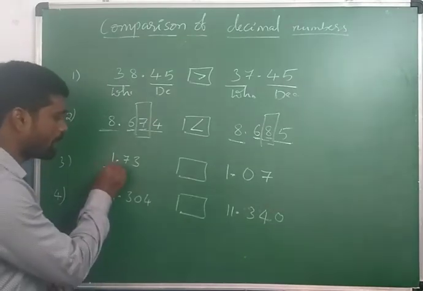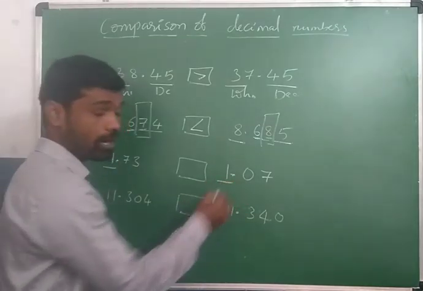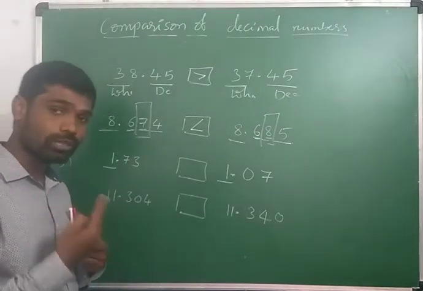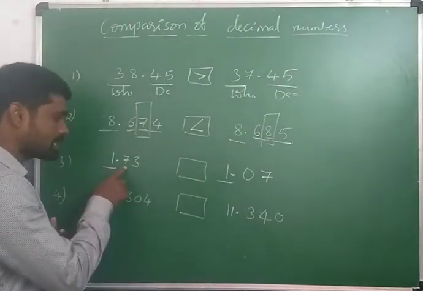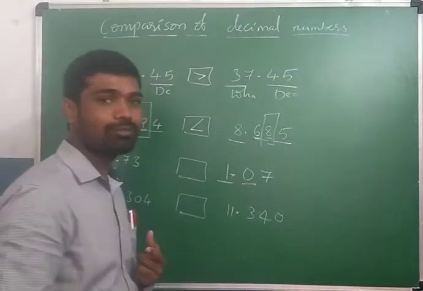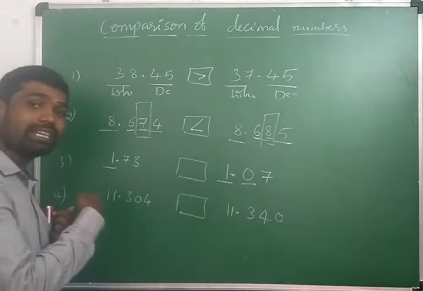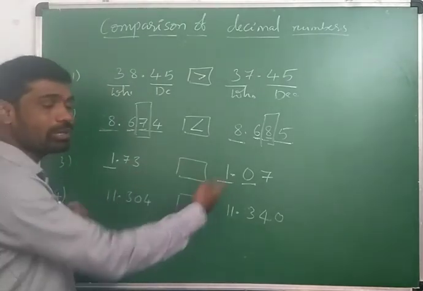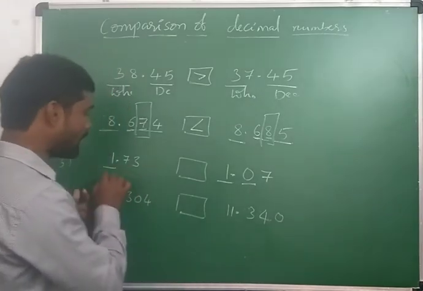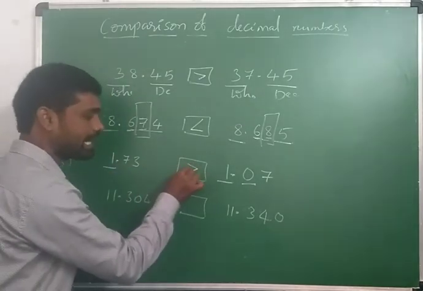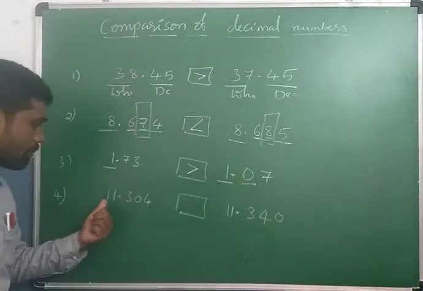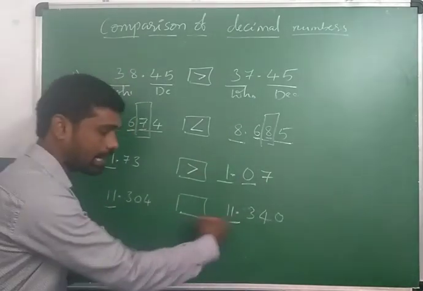Now coming to the third one. Here the whole part is 1, and here also the whole part is 1. So both are equal, and here we cannot justify. Let us go to the decimal parts. 7 is in the tenths place. Here, what do we have in the tenths place? 0. So 7 is in the tenths place, 0 is in the tenths place. Which is greater? 7 is greater. So 1.73 is greater than 1.07.